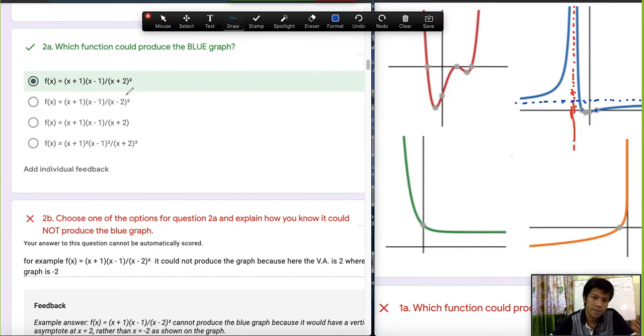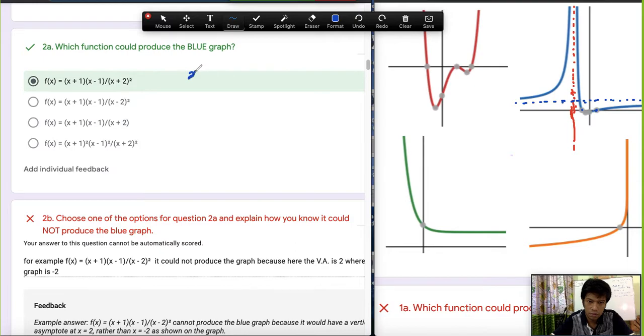Now look at this. Which function could produce the blue graph? And I think you may have noticed that this is actually the correct option. That's why this is marked as green. And why is it correct? Let's discuss it. See, the vertical asymptote is here. The vertical asymptote comes from the downside, and I think you know the vertical asymptote is x equals minus 2.